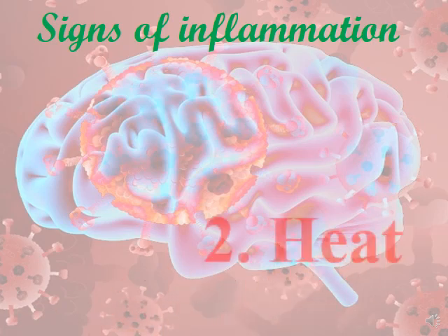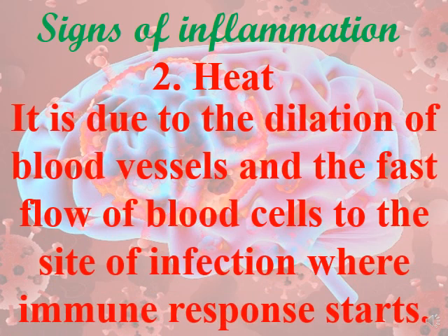The second sign is the heat. What is the cause of the heat? The heat is usually due to the dilation of the blood vessels and the fast flow of the blood. So more blood will arrive at the site of infection. The movement of more blood to where the immune response will start will cause the feeling of heat. The blood vessels dilate and the flow of blood cells to the site of infection will increase and be faster and faster, and this will cause the feeling of heat.